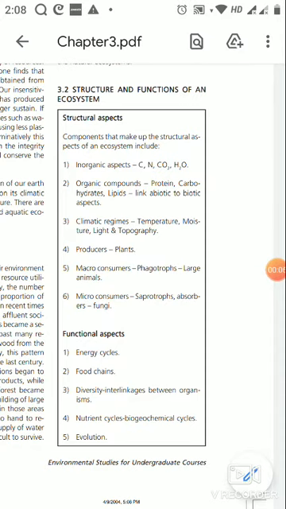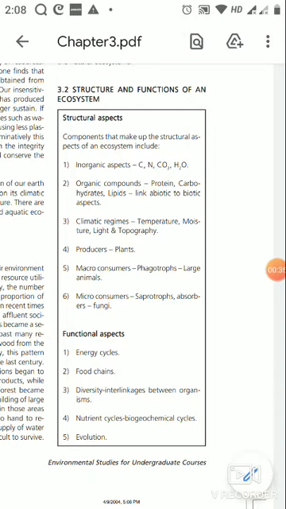Structure and function of an ecosystem. Structural aspect. Components that make up the structural aspects of an ecosystem include inorganic aspects: carbon, nitrogen, carbon dioxide, and water. Organic components: protein, carbohydrates, lipids, link abiotic to biotic aspects. Climatic regimes: temperature, moisture, light, and topography.